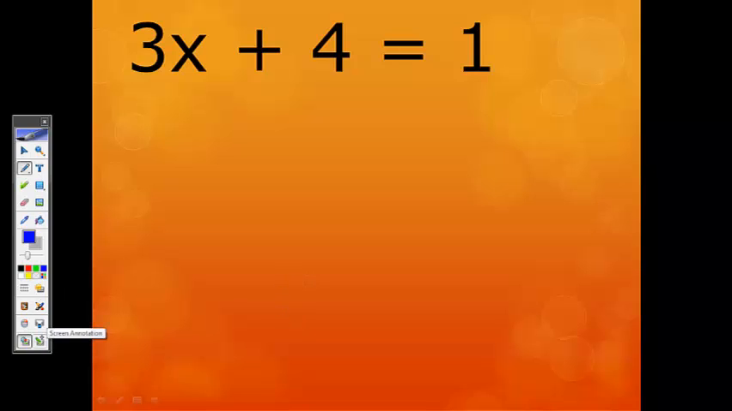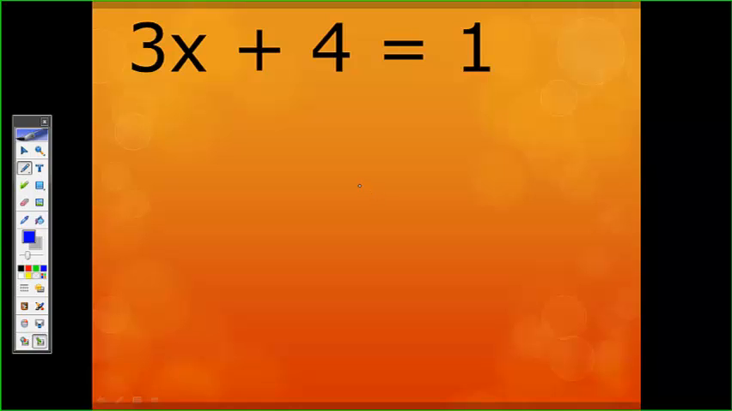Right, let's go ahead and do this one very quickly. Again, we need to ask ourselves the exact same questions. What is the variable? The variable is x. What operation is being done on the variable? We have a times and we have a plus. How do we undo these? So we need to subtract and we need to divide.